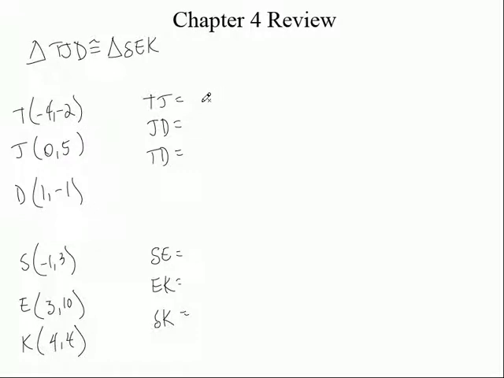So how in the world do I find the length of TJ? Distance formula, that's right. So what is it? Big square root. And I'll just do one of these sides, and then you can do the rest. So you subtract the x's. Watch, I'm doing TJ, right? These two right here. So it's -4 minus 0.